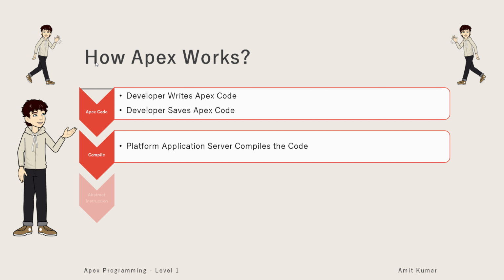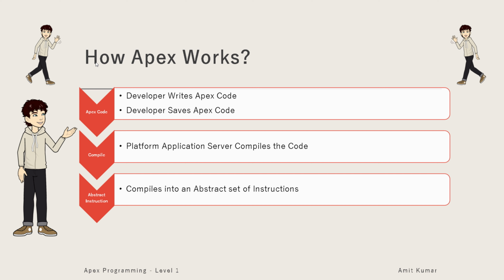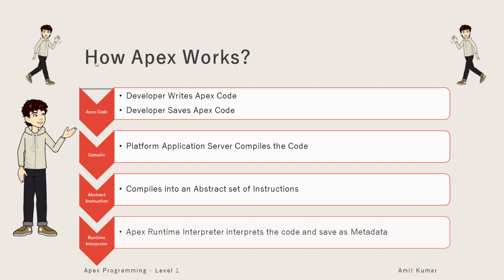So what happens after the code is compiled? The code is compiled into an abstract set of instructions, and these instructions can be understood by the Salesforce platform interpreter itself. What happens after the abstract set of instructions is created? After the compilation, the runtime interpreter comes into play. The Apex runtime interpreter interprets the code and saves it as metadata. And once the code is saved as metadata, it gets executed as soon as the end user performs some action on the user interface.